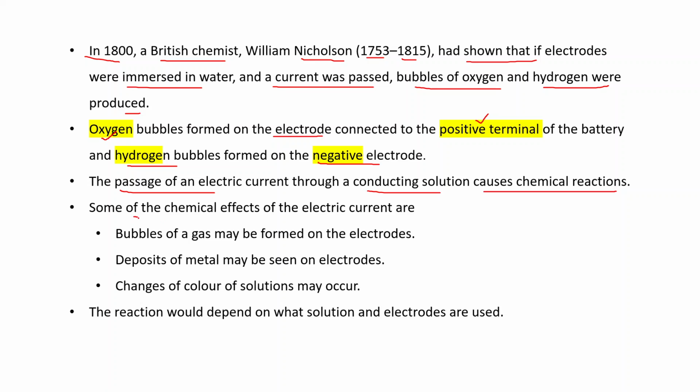Now, some of the chemical effects of electric current are like this. Bubbles of gas may be formed on the electrodes. Deposits of metal may be seen on electrodes. Changes of color of the solution may occur. Which one we observe depends on what solution and electrodes are used.